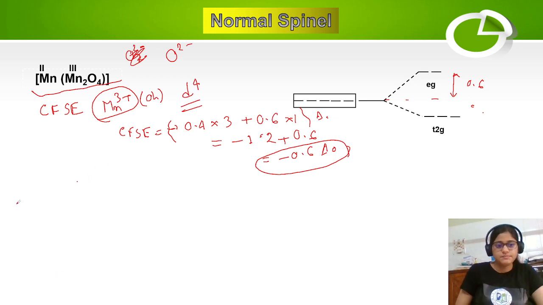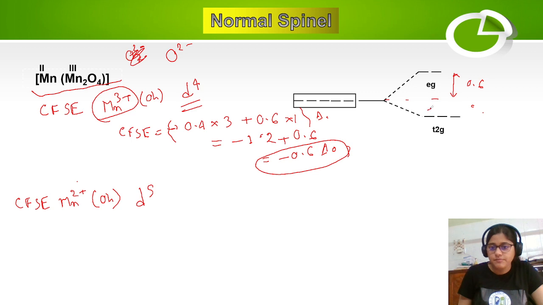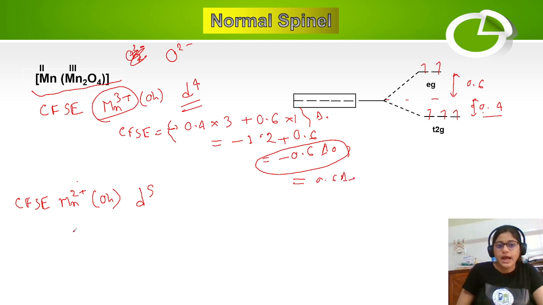Okay. So the CFSE for Mn2+ octahedral. It is a d5 system. So for d5, 1, 2, 3, 4, 5, it will be high spin, right? This is 0.4. So we have to see the mod value only, no positive and negative. This will be 0.6. And here, for d5 we know CFSE is 0. How? Minus 0.4 into 3 plus 2 into 0.6, which is equal to 0.